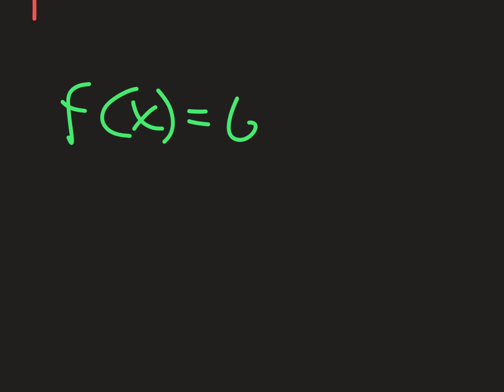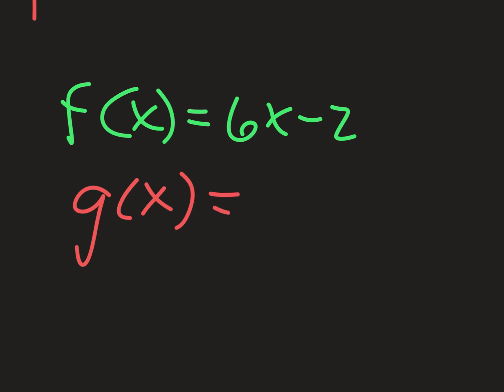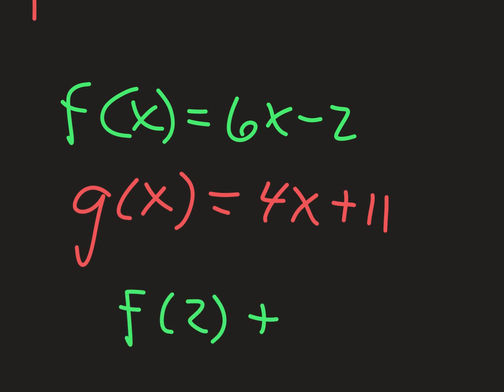All right, so let's see if you learned anything. New page please. If f of x is 6x minus 2, and g of x, a completely different function, is equal to 4x plus 11, could you tell me what f of 2 is, and then add it to g of 2? If that's too much for you, act like I just asked for only f of 2. One thing at a time.